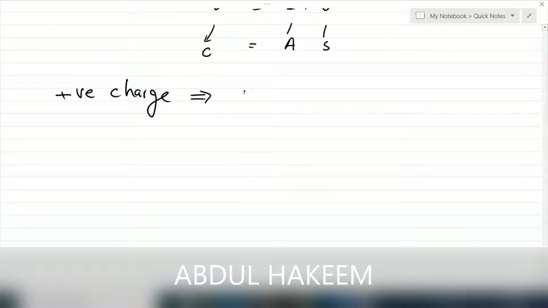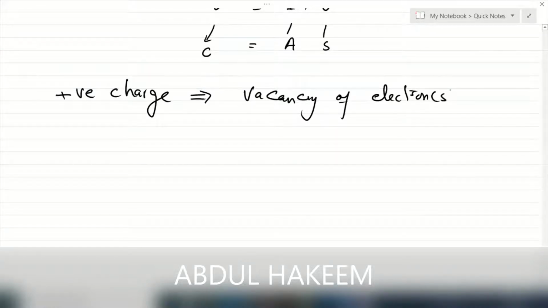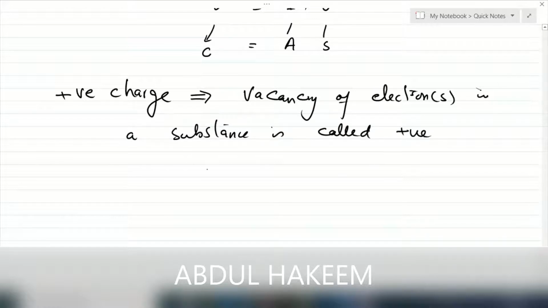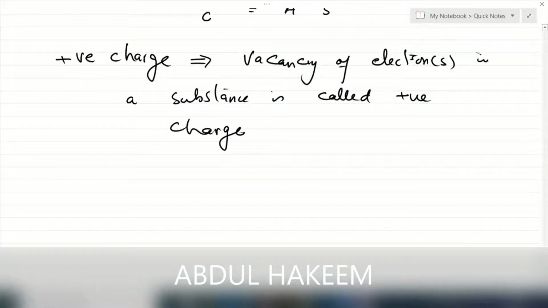Now there are two types of the charges. One is the positive charge. It is defined as vacancy of electron or electrons in a substance is called positive charge. Vacancy of electrons in a substance is called positive charge.